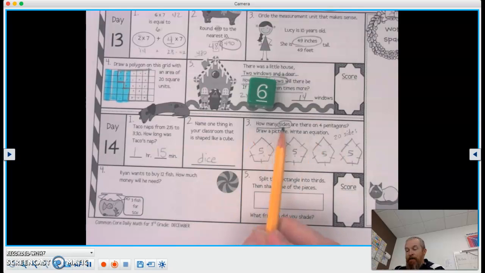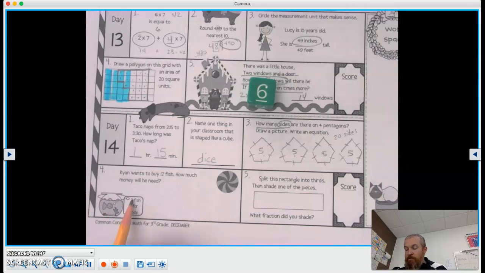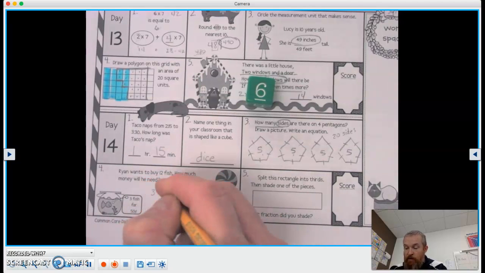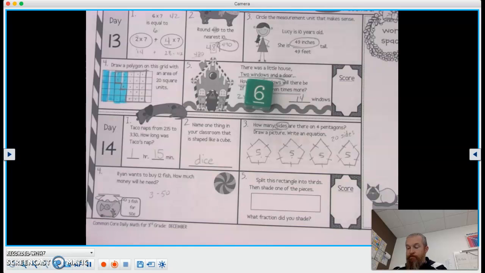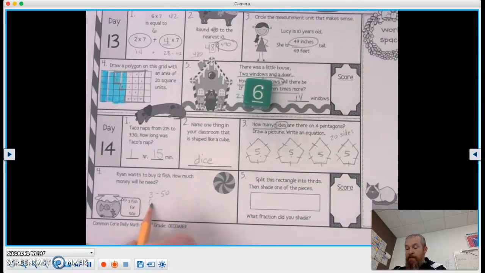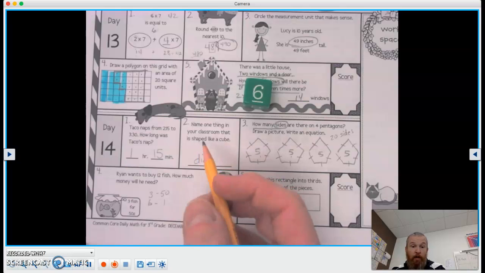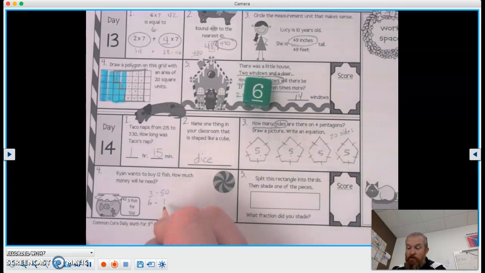Again with that, how many? Magic words. Ryan wants to buy 12 fish. How much money will he need? He wants 12 fish. Well, 3 fish is 50 cents. So you got 3 for 50 cents. Okay. 3 more would be 6. And now that would be $1. Or 100 cents, right? So $1.